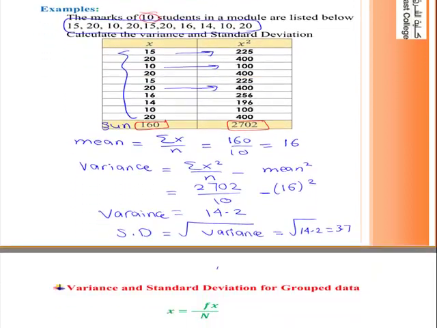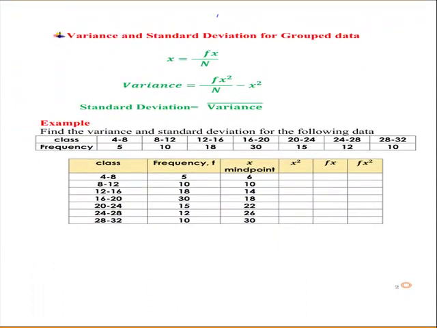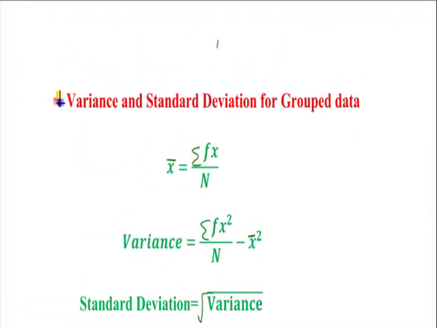Then the second part: if we have grouped data, how can we find variance and standard deviation? Again, we have to use this formula. Mean is equal to the summation of frequency multiplied by x, and x here represents the midpoint, divided by n, and n here represents the summation of the frequency. Variance is equal to the summation of f x squared divided by the summation of frequency, minus mean squared. And the standard deviation is similar to the ungrouped data, which is equal to the square root of the variance.